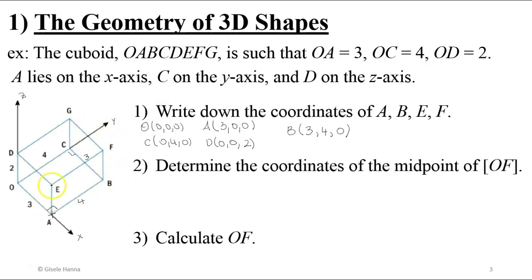Where's point E? This is point E. Now over here, E and A, segment EA is in fact parallel to the z-axis. So E and A have the same abscissa, they have the same x value. So E has an x the same as x of A, which is 3 units.